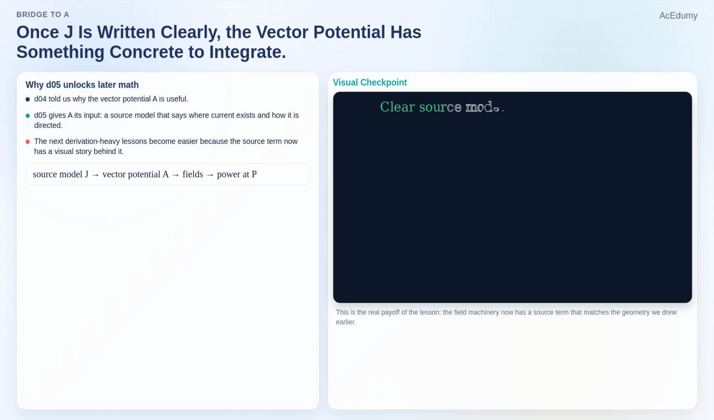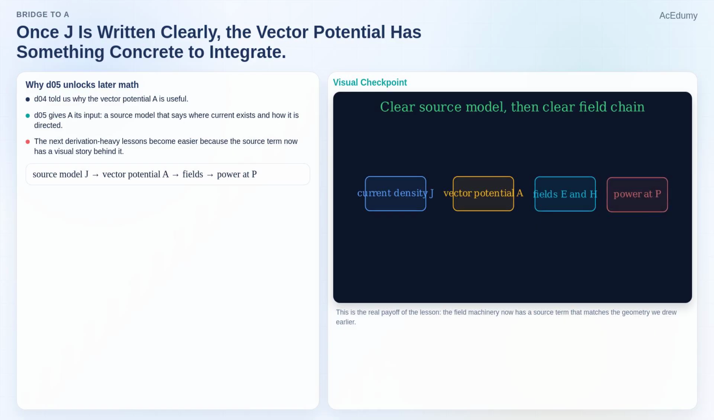Once J is written clearly, the vector potential A finally has something concrete to integrate. That is the real payoff of this lesson. The source term is no longer mysterious. It carries a spatial story, a direction story, and a localization story. Because of that, later derivations start to feel motivated instead of arbitrary.